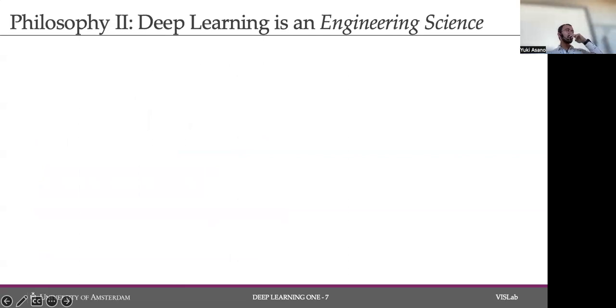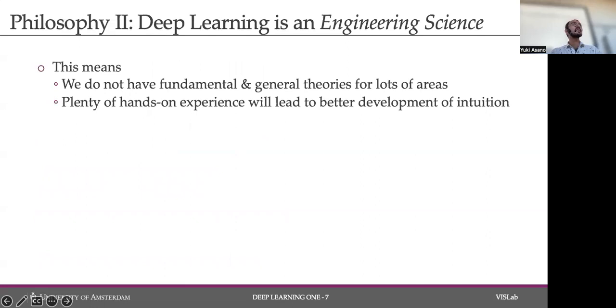Another philosophy I want to give you is that deep learning is an engineering science. What this means is we're not very rigorous yet. Deep learning, and we'll go to this a bit later in the lecture, is a very, very recent area. So we don't have any overarching theories of why something works or fundamental principles and axioms. Lots of it is simply still intuition, and plenty of hands-on experience will lead you to develop this sort of intuition. So figuring out what works, what doesn't, why it might work, why it might not work, what are interesting research directions, etc. You will build this over time.